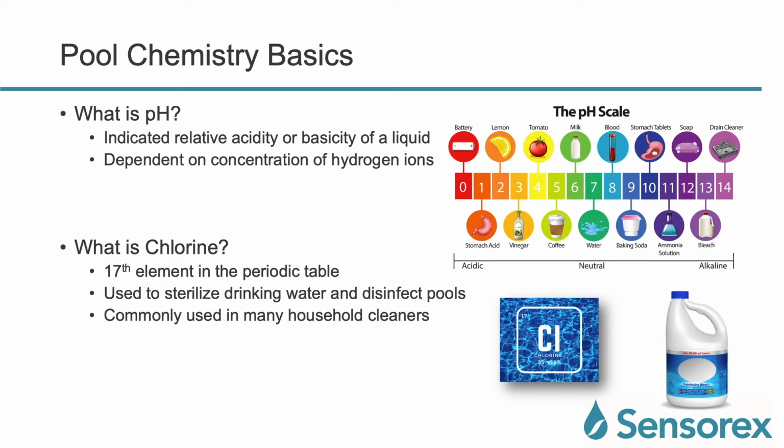Let's talk about chlorine. It's the 17th element in the periodic table. It is one of the halogens. It is commonly used in household cleaners and also for sterilizing and disinfecting water.